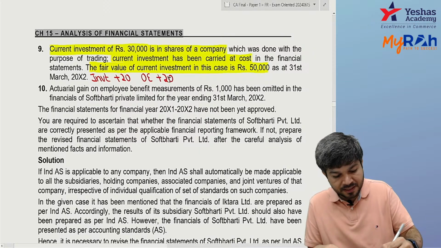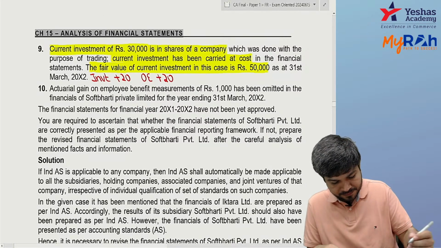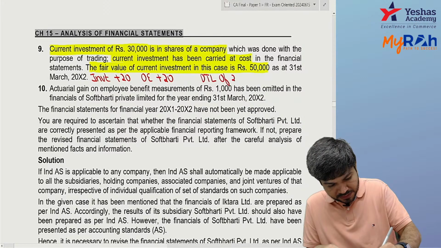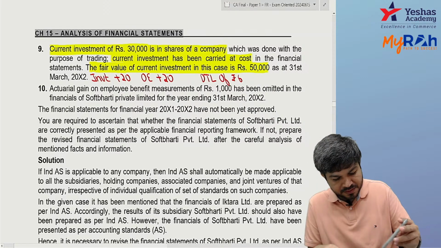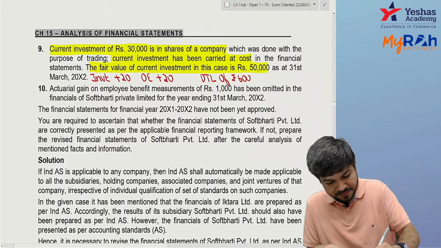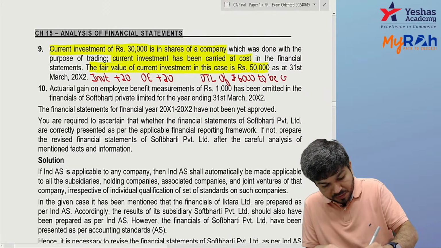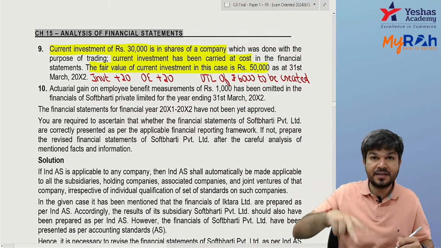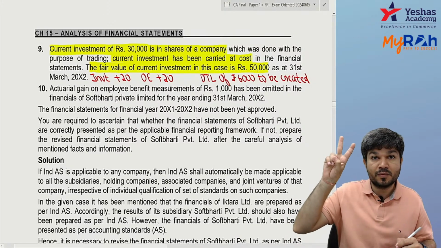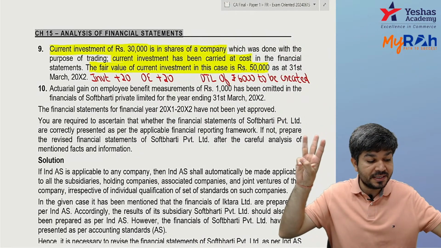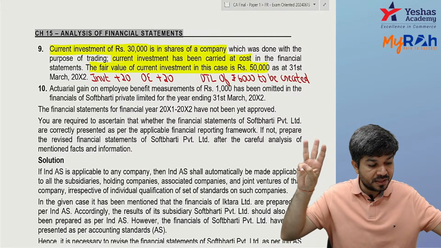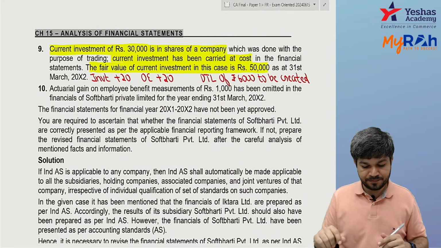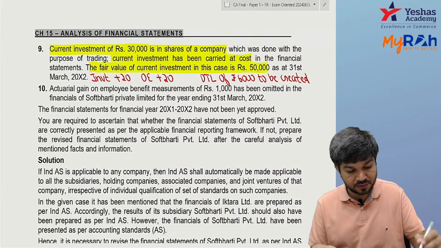And PNL to DTL. DTL of rupees 6,000 to be created. Okay, the total DTL: 6 related to depreciation, 6 related to this. 6 plus 6, 12 DTL, 7,200 DTA. Net DTL is 4,800. ठीक है.